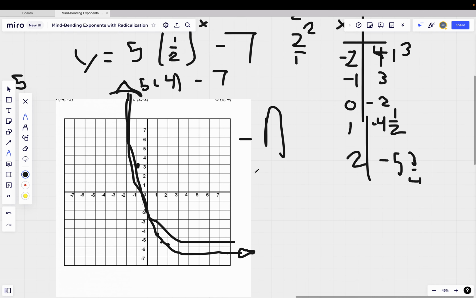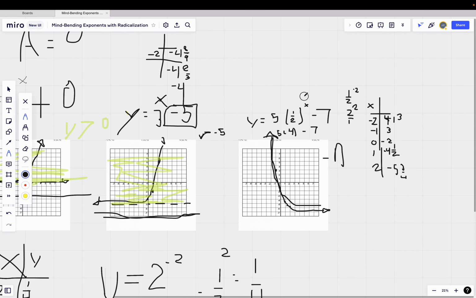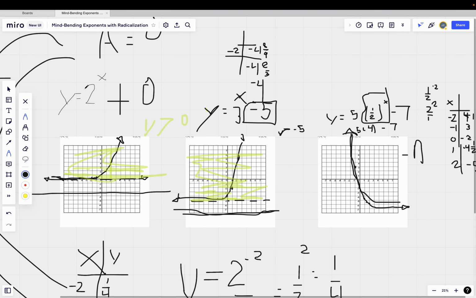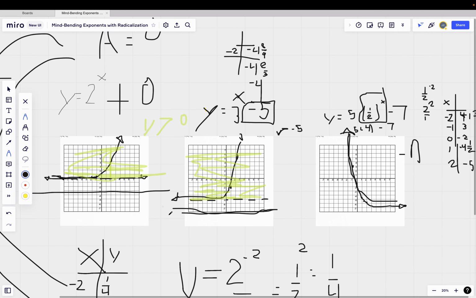So, I never mentioned this, but when the base being raised to the x power is a fraction, that means that we're decaying. But when it's not a fraction, when it's a real number above 1, it is growing.